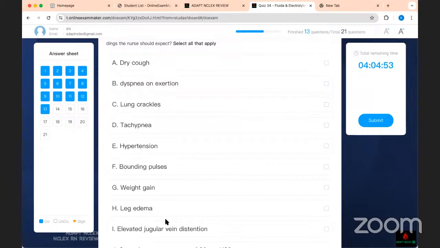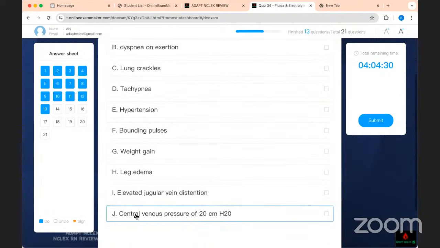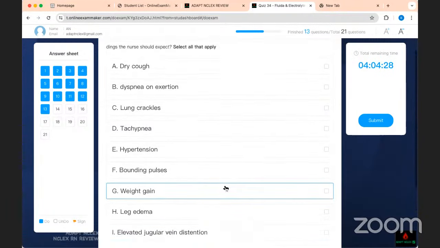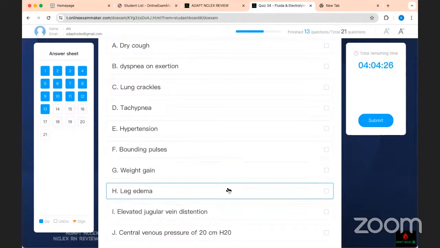That's all. We have a few more minutes, then we'll be done. So which of them do you think is fluid overload? Dry cough, dyspnea on exertion, lung crackles, tachypnea, hypertension, bounding pulses, weight gain, leg edema, JVD, and central venous pressure of 20. I don't want you to miss any question when you see a question on fluid overload. That's why I give you all the things you need to know.